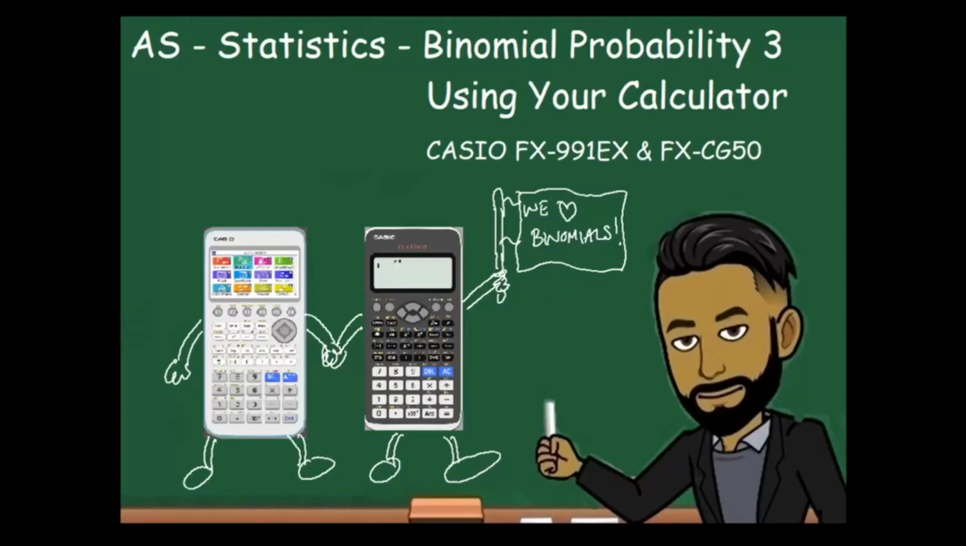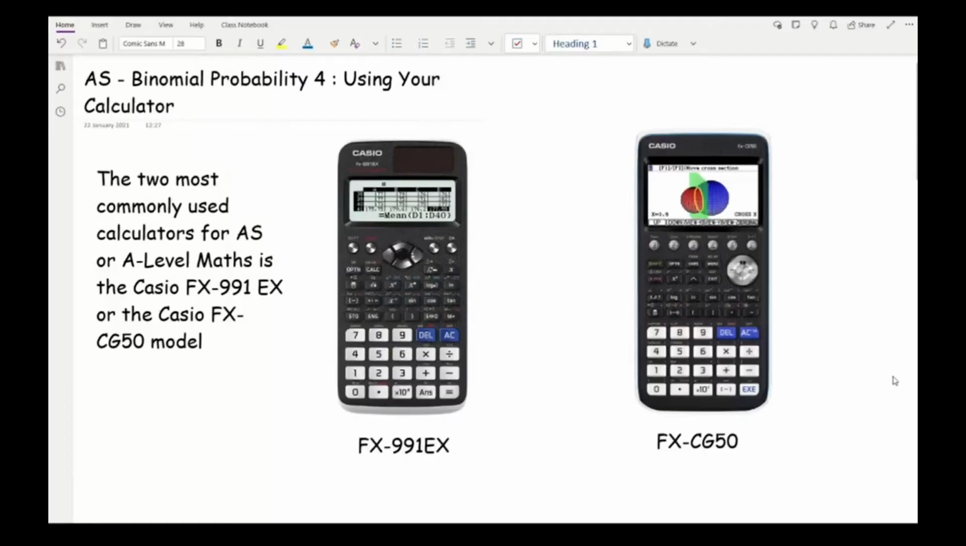So in this video I'll be showing you how to use your Casio FX991EX Calculator and the Casio FX CG50 graphic calculator to work with binomial probability distribution questions. Now, two of the most commonly used and more popular calculators used for AS Maths and A-level Maths and also for further Maths is the Casio FX991EX Calculator or the Casio FX CG50 model.